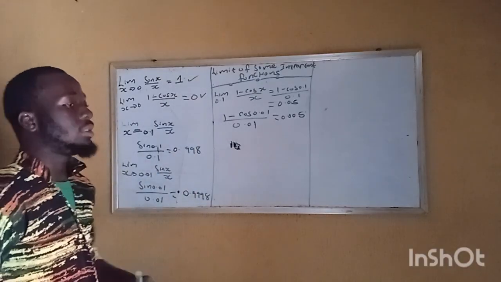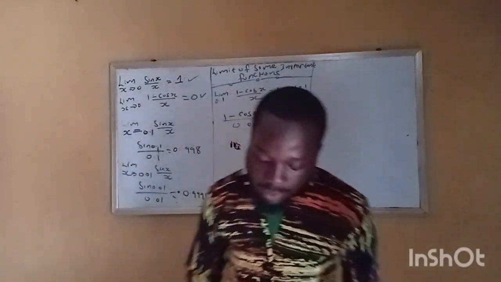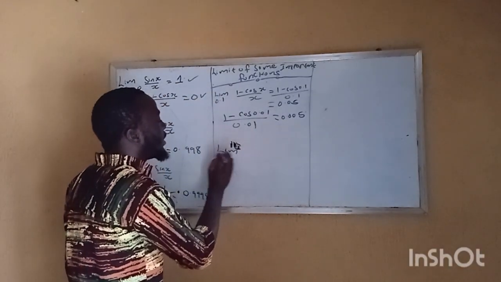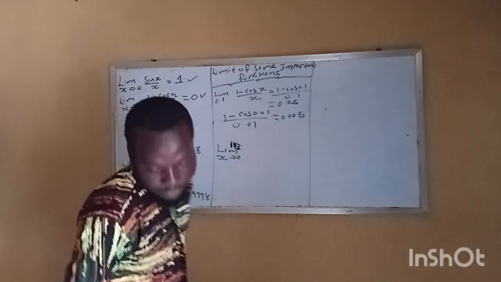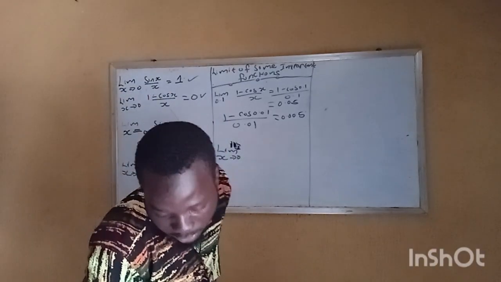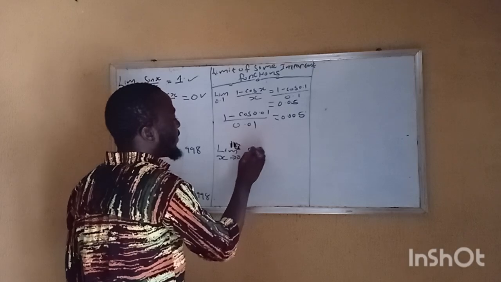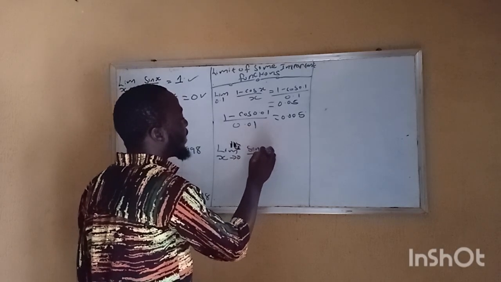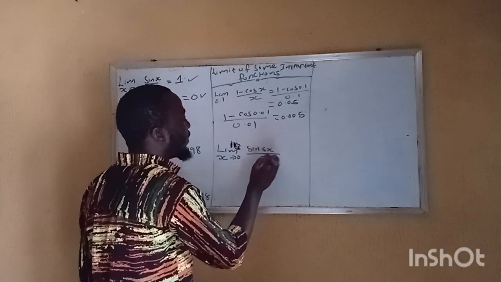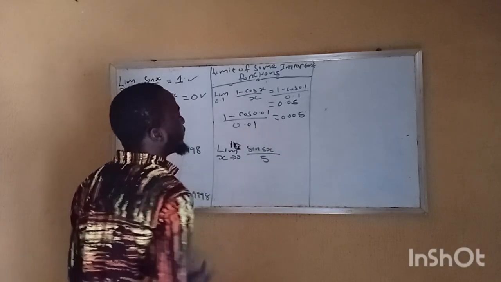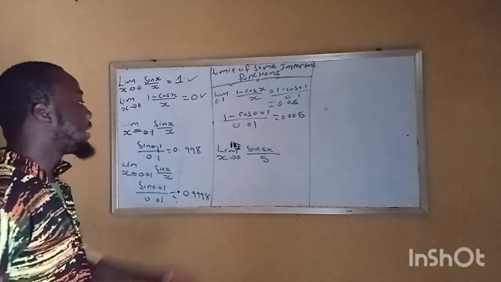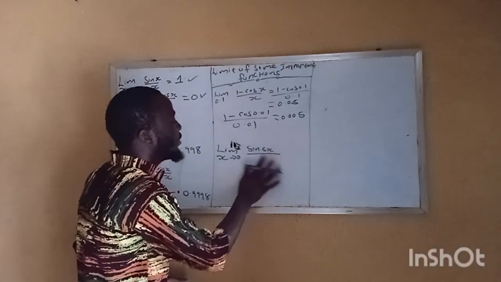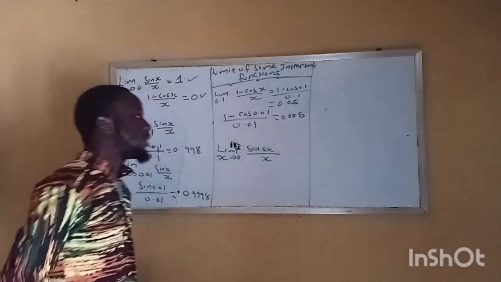Now, how can a question come on this? Let's take some questions. The first question is: find the limit of sine 5x all over 5 as x tends to 0. We have the limit as x tends to 0 of sine 5x over x. How are you going to solve this?